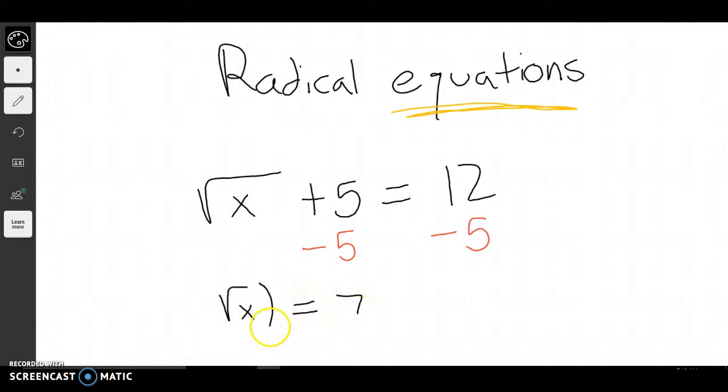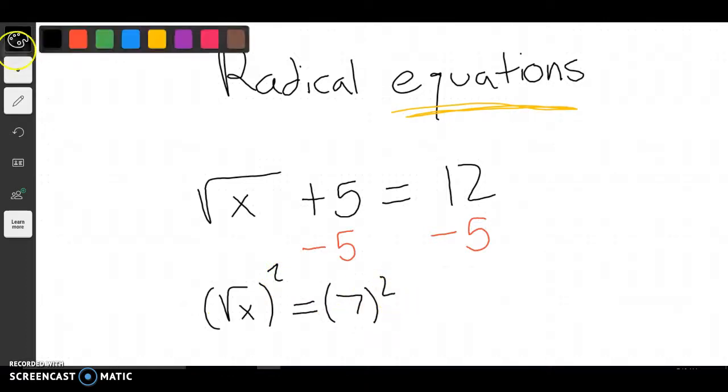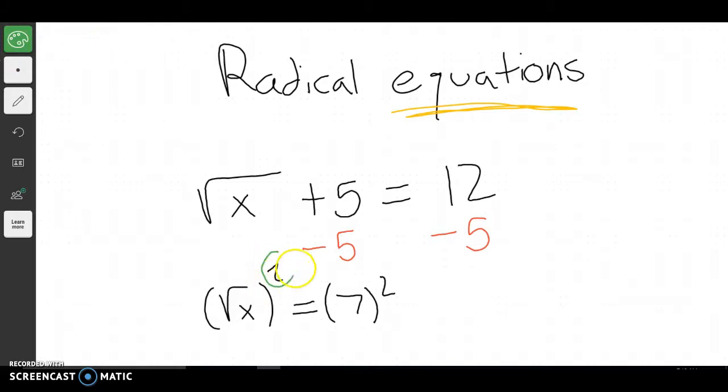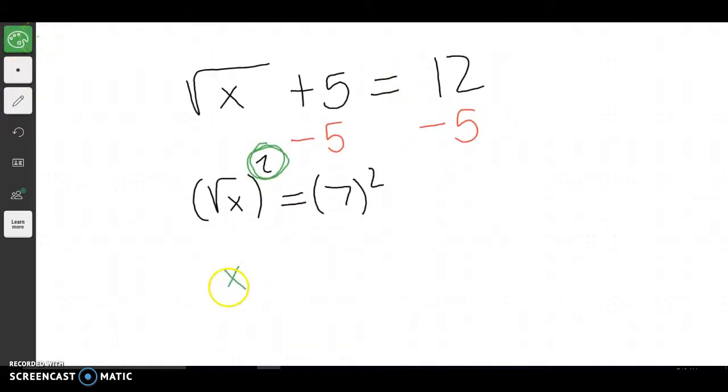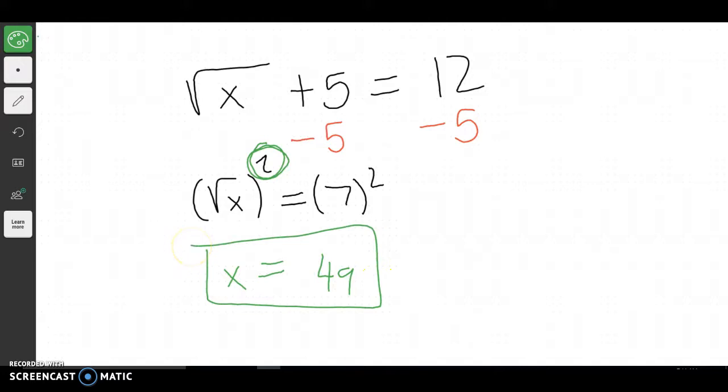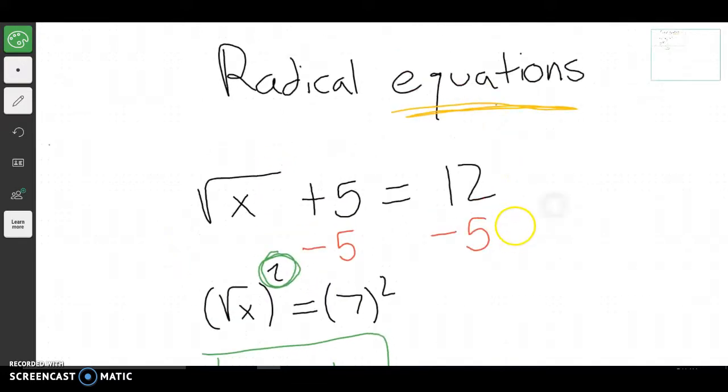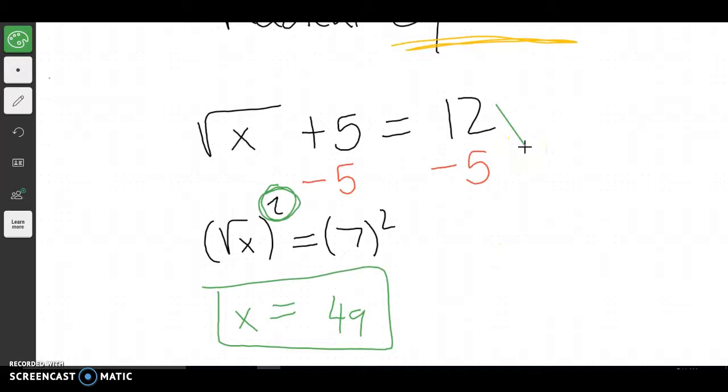Then we're going to undo the square root. And you undo a square root by squaring the thing. So this is really the most important step. You're going to undo the square root by squaring both sides. And when you square both sides like that, you're going to get that x is equal to 49. And that would be your final answer. Okay? So that's the basic idea of how these radical equations are going to work. Let's try a couple more examples.